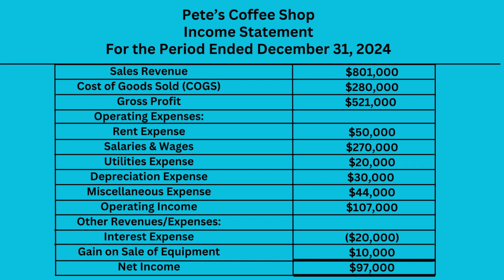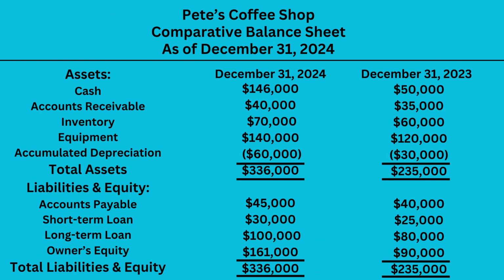Alright, let's say we have a small business, Pete's Coffee Shop. This is Pete's income statement. You can see the coffee shop's revenues, expenses, and net income. And here is Pete's comparative balance sheet. It shows us the coffee shop's assets, liabilities, and equity as of December 31st. We're using the comparative balance sheet so that we can find out the changes in each account over the course of the accounting period. Before we begin, here are some key facts that happened during the year.